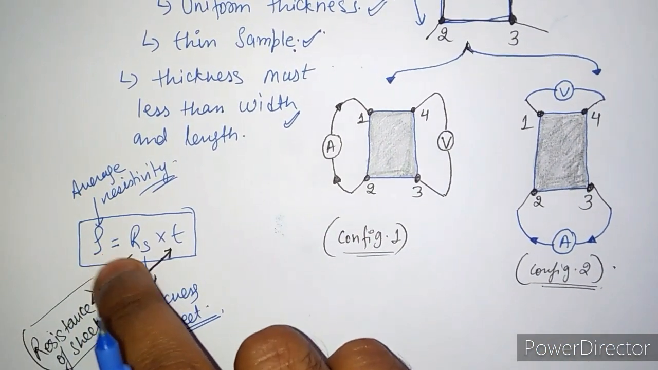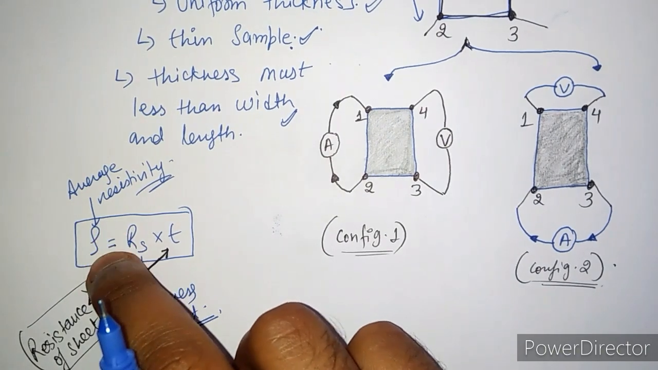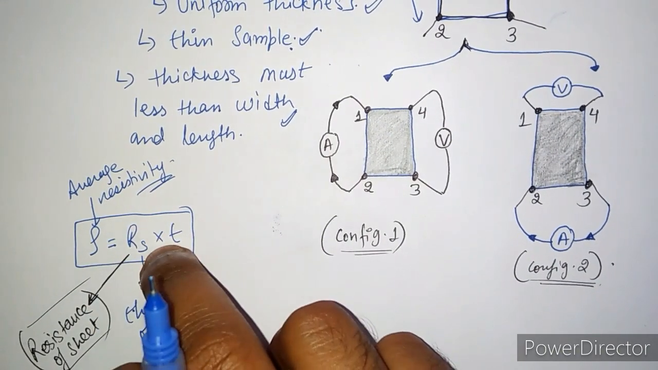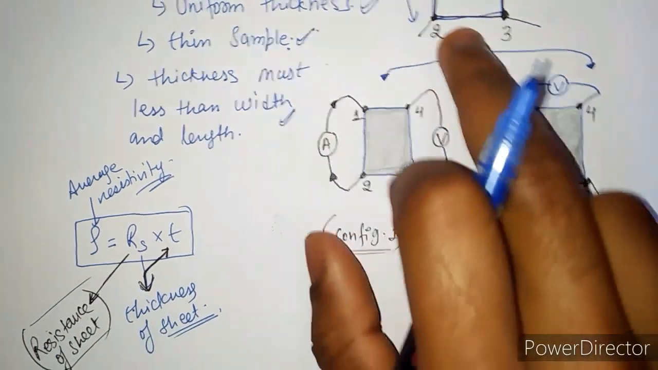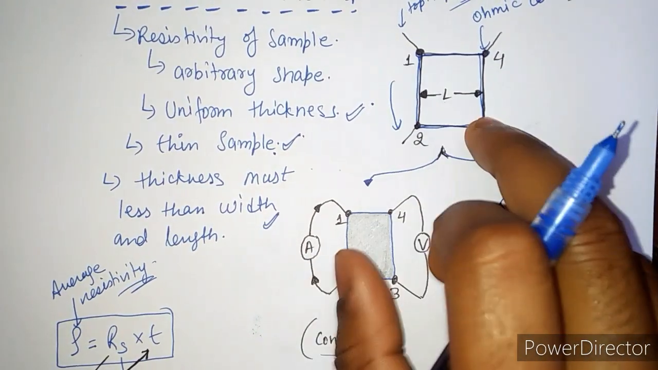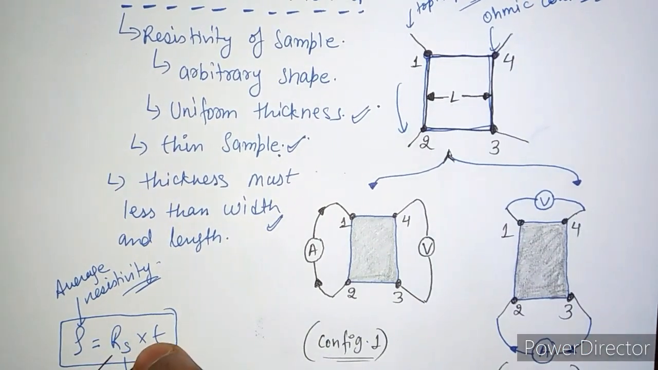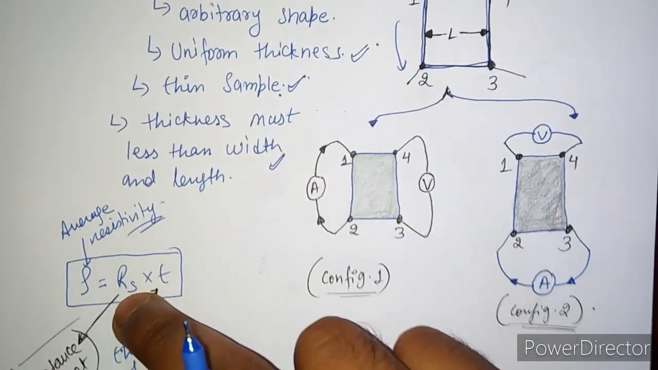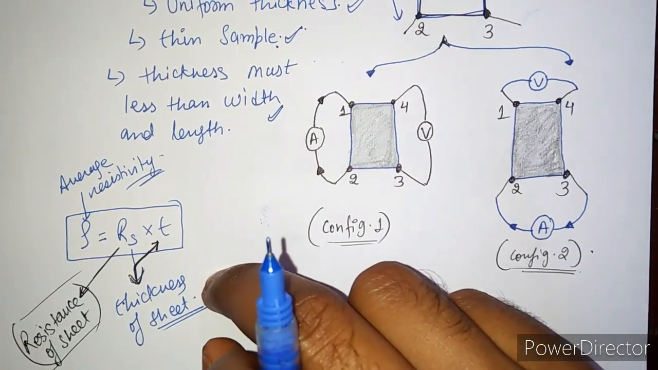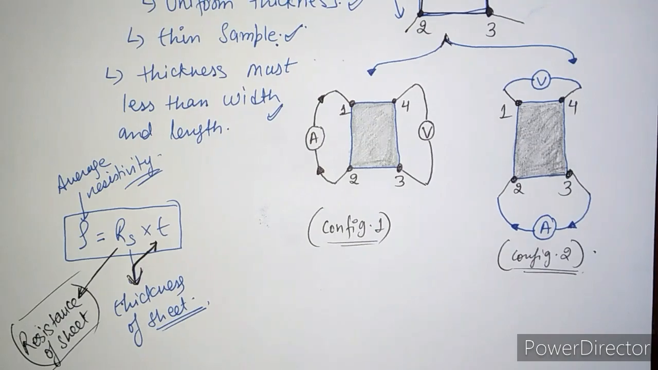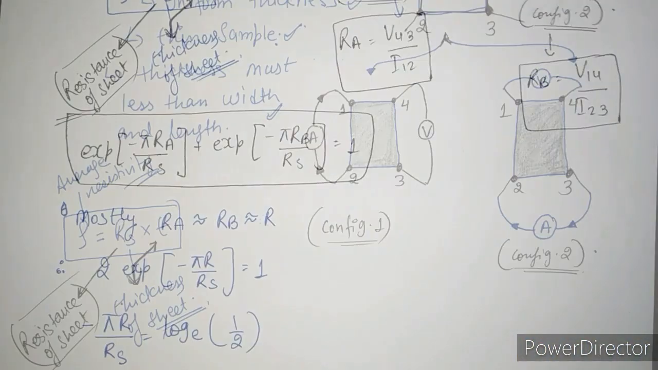This formula is rho equal to Rs into t, where rho denotes the average resistivity. This Rs, what is this? It is the sheet resistance, the resistance of the sheet we have used here, and t is the thickness of this sheet, which is given in the question or given during the experiment when we are finding the resistivity of a sample using the van der Pauw method.